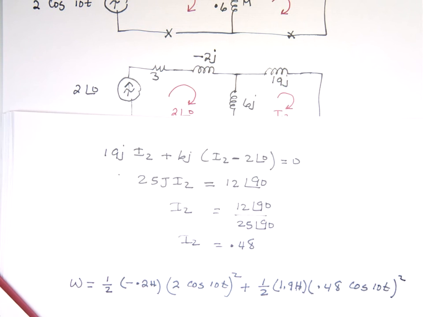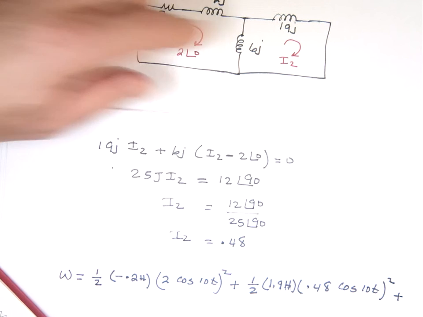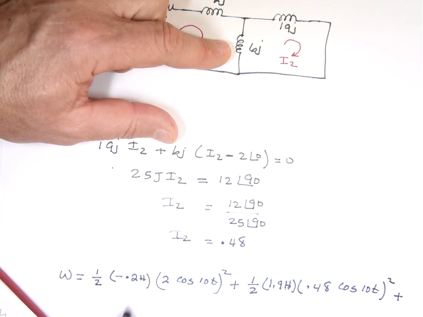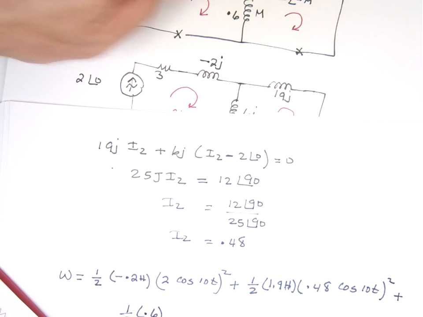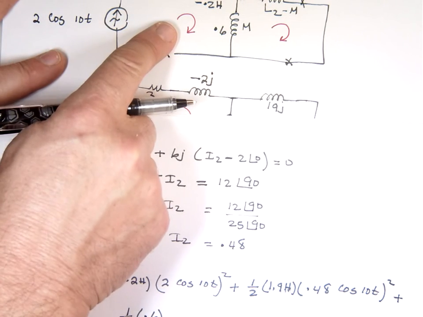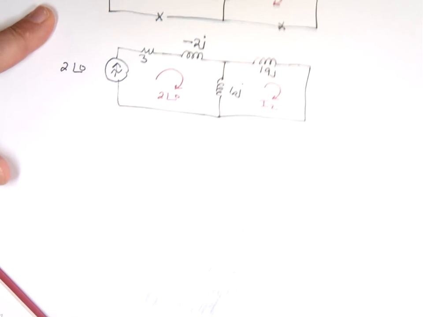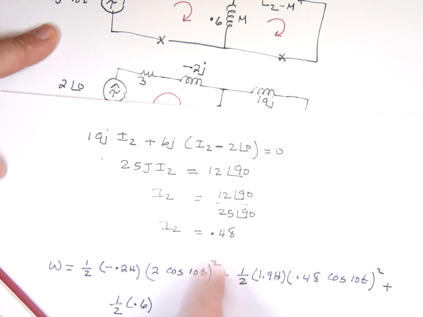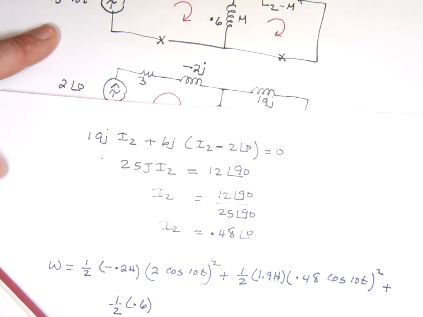Plus 6j here. Let's see, this will be 1/2, not a mutual inductance now, so it's 1/2 times 0.6 times the current down. Well, what is the current down? The current coming down is I sub 1 minus I sub 2. Now, if we did the math correctly, I sub 2 was 0.48 angle 0, and I sub 1 is what? 0.6. If you subtract them, that's what? 0.12?